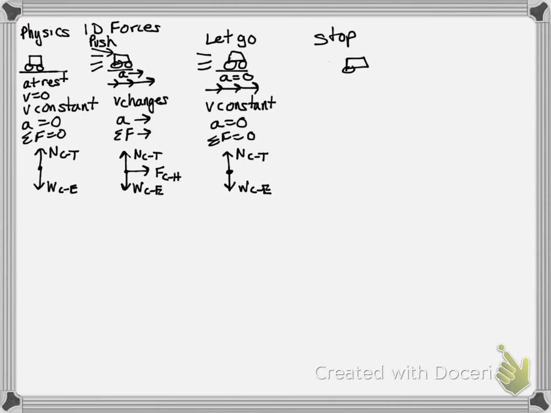Next situation, we need to stop this cart. So the cart is moving to the right. We have to exert a force to the left in order to cause it to come to rest, to come to a stop. So my velocity vectors get shorter and shorter.